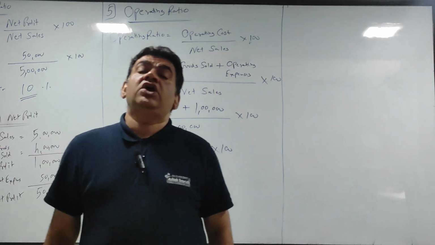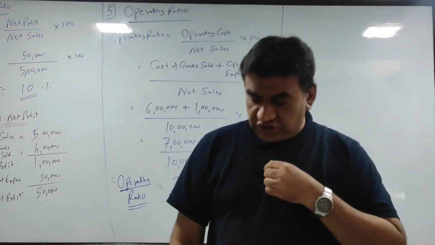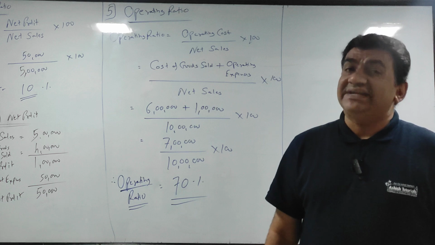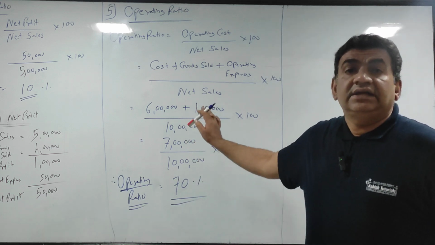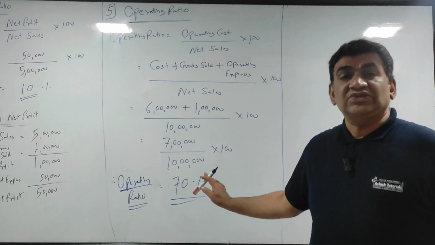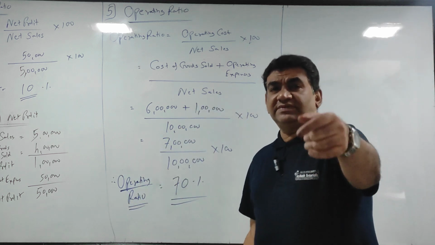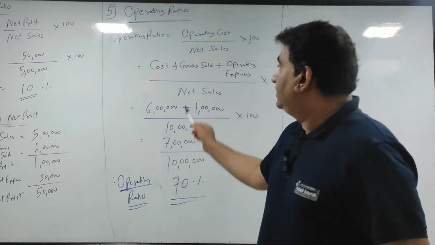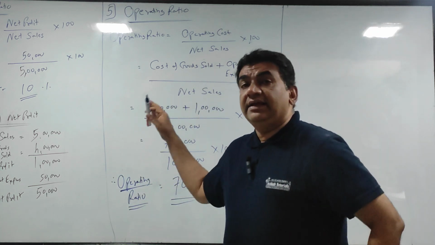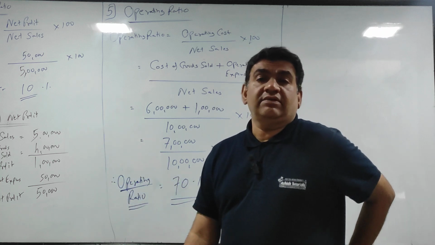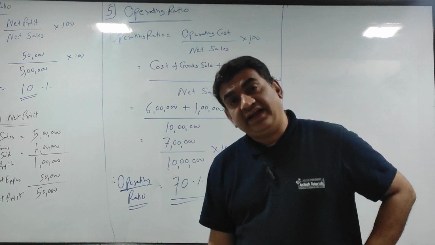So I'll repeat, operating ratio is the ratio which shows the proportion of operating cost to net sales, and operating cost is nothing but cost of goods sold plus operating expense. Here they have given you directly, mostly in your syllabus they will give you directly only. If not, you all know how to calculate cost of goods sold, we did in the earlier formula, and operating expense is nothing but the total of admin, selling and finance.